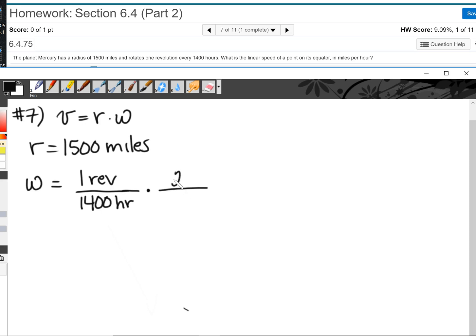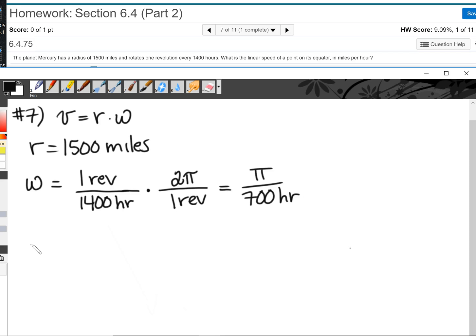How many radians do I know are in 1 revolution? There are 2 pi radians in 1 revolution. So that's the key right there when they give you revolutions for an amount of time, is to remember that there are 2 pi radians in 1 revolution. And so what would that be? That'd be pi over 700 per hour. That's kind of a weird way to put it, but now you're going to be set.